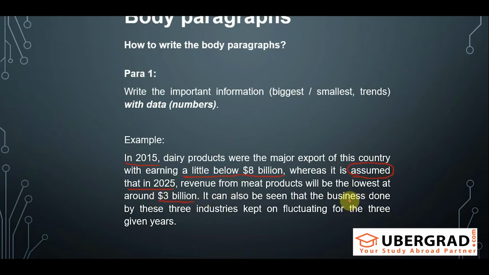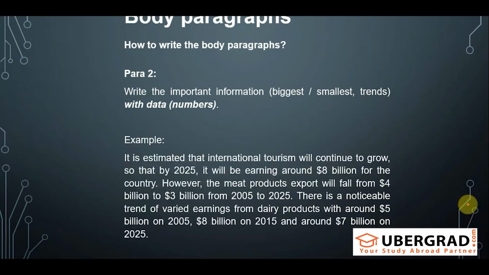It can also be seen that the businesses done by the 3 industries kept on fluctuating for 3 different years. So none of them are increasing or decreasing. One is increasing, the other is decreasing, right? So they have used the word fluctuating. So they are not writing about everything. They are just writing about the main features over here. This is very, very important. Do not write about everything. Write only about the main features.